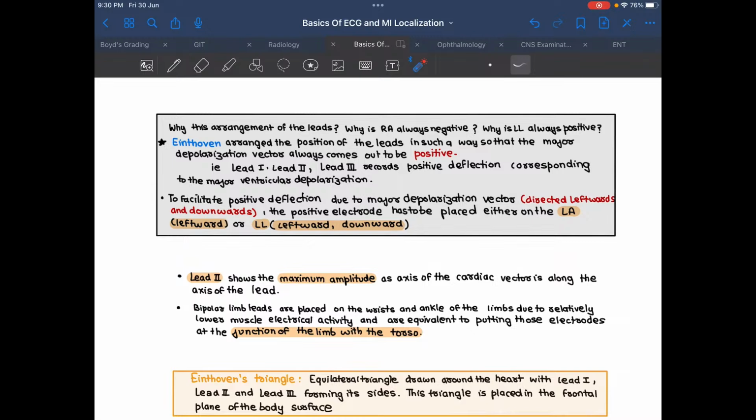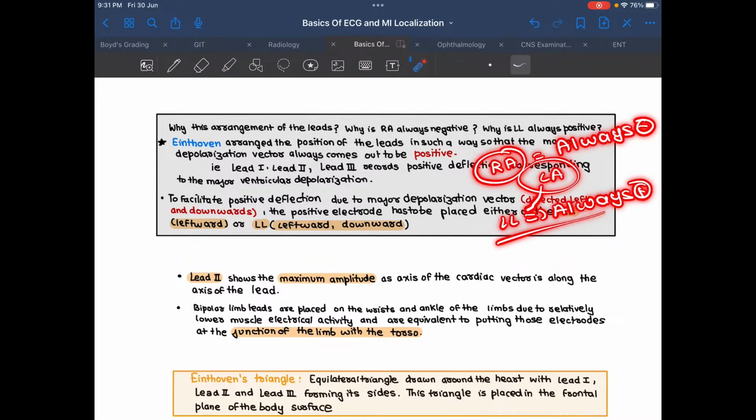Otherwise, what would we have to do? We, as humans, want something to be very positive. Okay? So Einthoven arranged them because he wanted the QRS to be positive. To facilitate the positive deflection due to the major ventricular depolarization that is directed leftwards and downwards, the positive electrode has to be placed either on the left arm or on the left leg. So that is important for us. We have not mentioned the right arm because if we start mentioning the right arm, then the QRS mean will be negative. And you can remember that is the reason why the right arm is always negative. Okay? The right arm is always negative and the left leg is always positive. Always positive. The left arm actually depends.